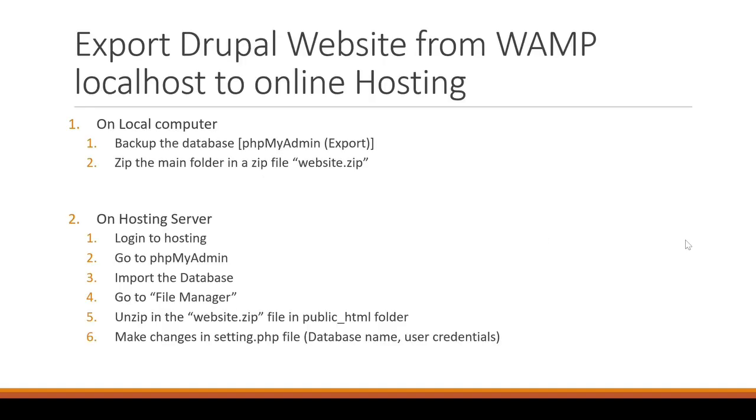Now, there are several steps involved in exporting Drupal website from WAMP localhost to online hosting. The first step you do on the local machine, and that is to backup the database using phpMyAdmin export option. The second step is to zip the main folder in a zip file. You can name it website.zip. Now, this is what we have to do on our local machine.